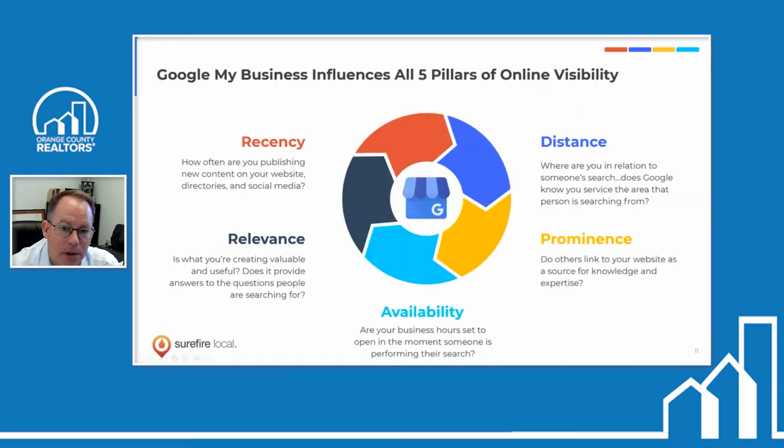Google My Business influences all five pillars of online visibility. How often are you publishing new content on your website, your directories, and your social media? Based on relevance, is what you're creating valuable and useful? Does it provide answers to the questions people are searching for? Distance: where are you in location to someone's search? Does Google know that you service the area that person is searching from? Prominence: do others link to your website as a source for knowledge and expertise? And then availability: are your business hours set to open in the moment that someone is performing their search? These are all things that we're going to walk you through to make sure that you optimize on this.